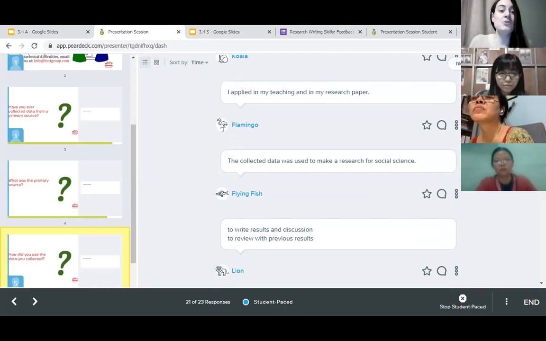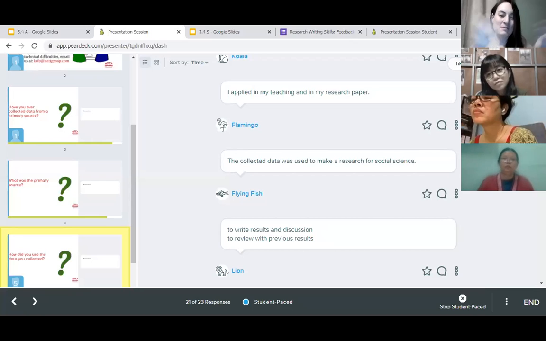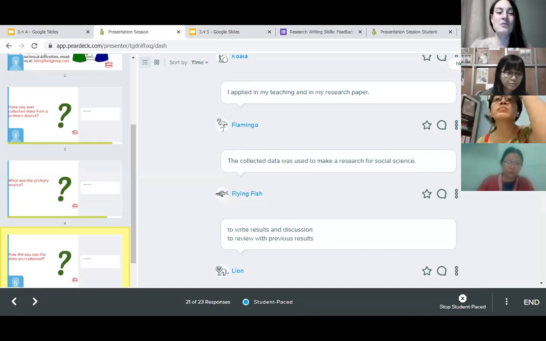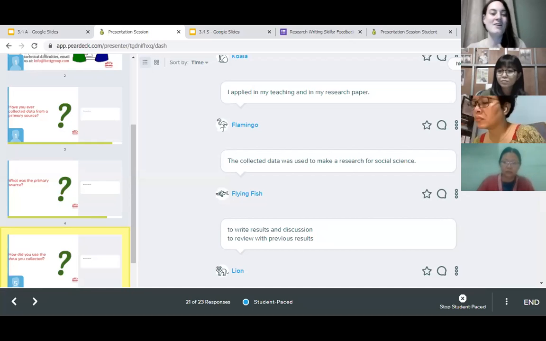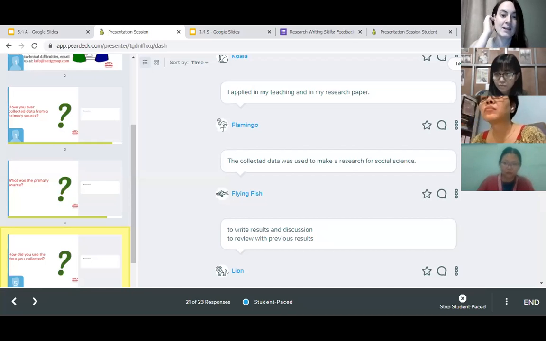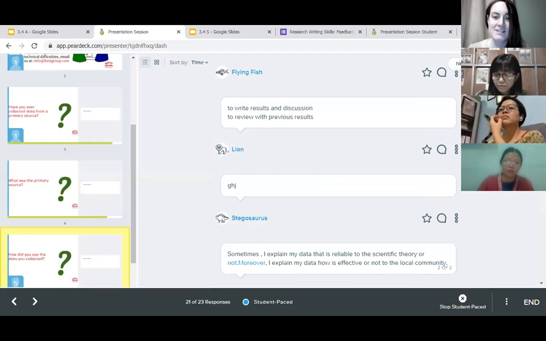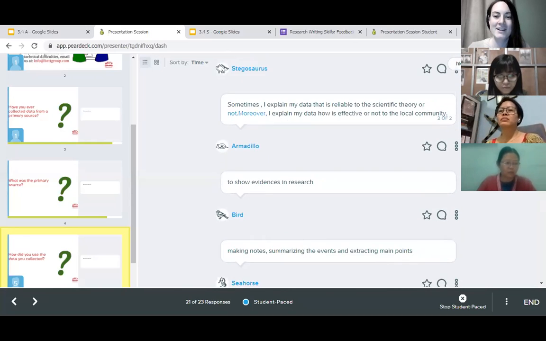I mean, that's why we're doing research, right? Or people are doing research. It's to be able to improve the world and apply the knowledge, either theoretically or actually physically apply it. To make a research for social sciences, to write results, discussion, to review with previous results. Good.